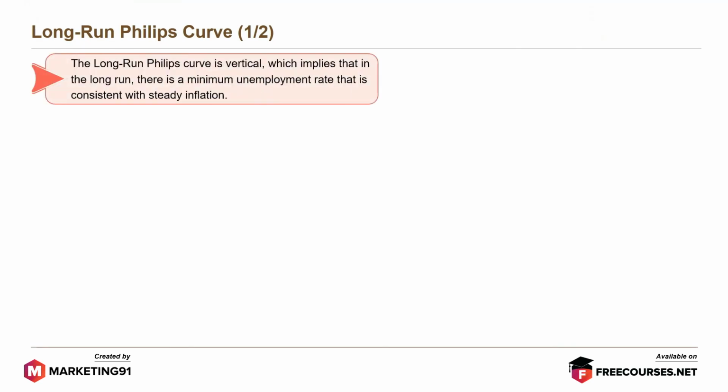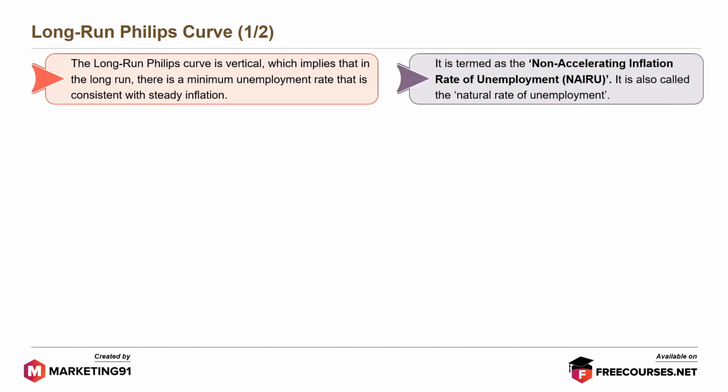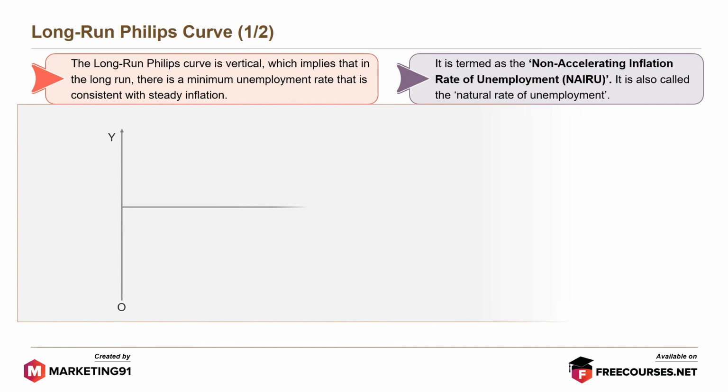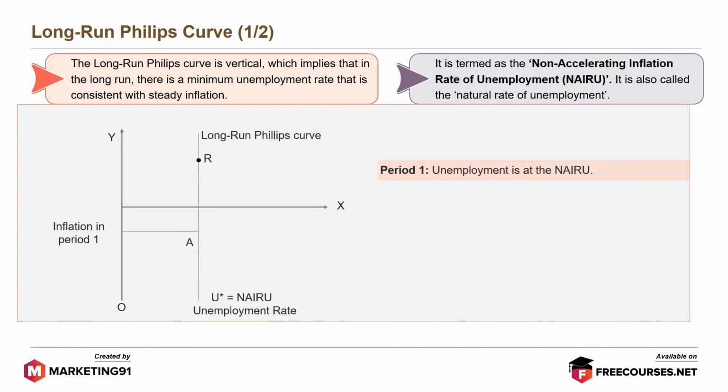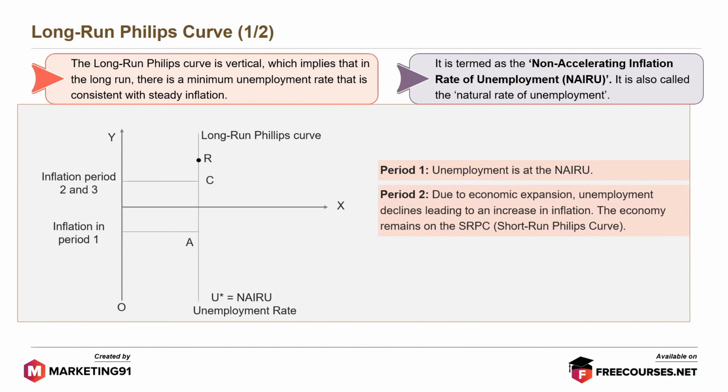The long-run Phillips curve is vertical, which implies that in the long run, there is a minimum unemployment rate that is consistent with steady inflation. It is termed the non-accelerating inflation rate of unemployment, NIRU. It is called the natural rate of unemployment. Let's understand it graphically. In period 1, unemployment is at the NIRU. In period 2, due to economic expansion, unemployment declines leading to an increase in inflation.